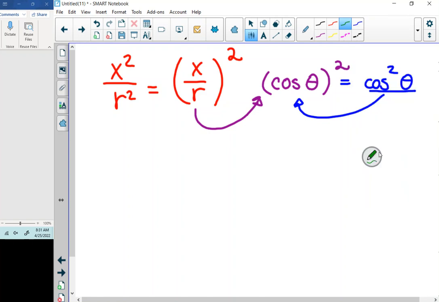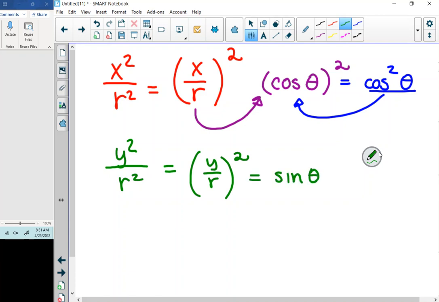And if I follow the same sort of plan of attack, when I looked at the y squared over r squared part, that's the same as that, which is a sine squared. And I'm going to use my wacky trig squaring notation.